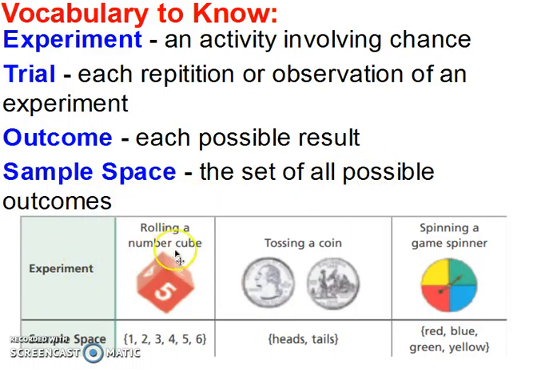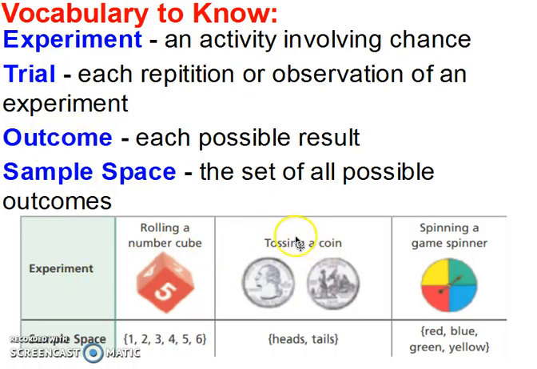So let's look at the experiment of rolling a number cube. The sample space is the set {1, 2, 3, 4, 5, 6}. Notice how it's in braces. The reason is to show that it's a set. If the die landed on the number 5, that would be the outcome.